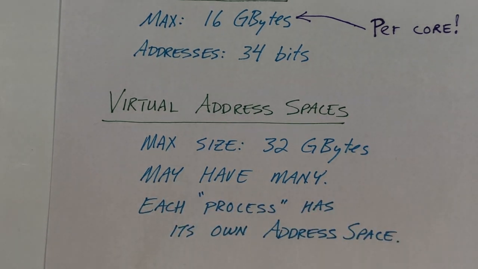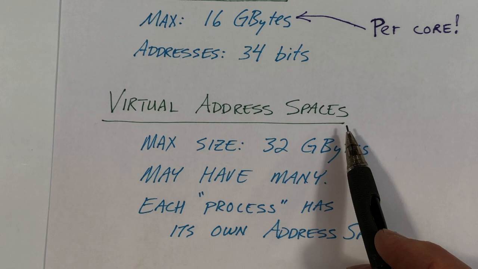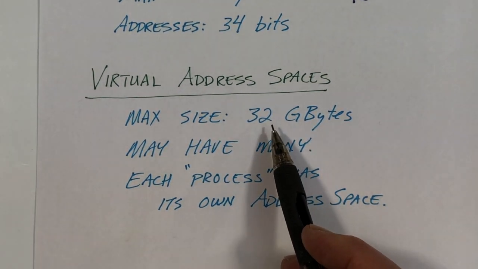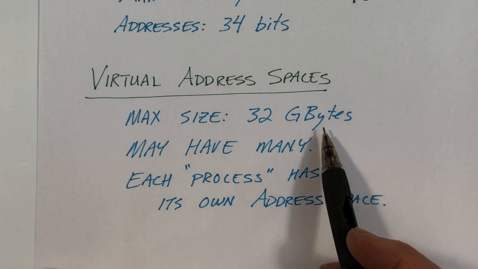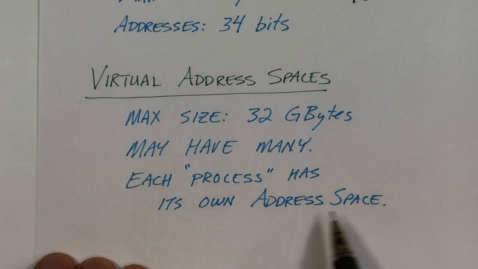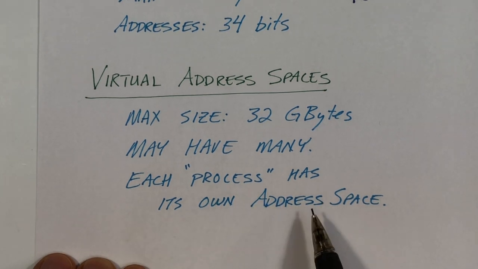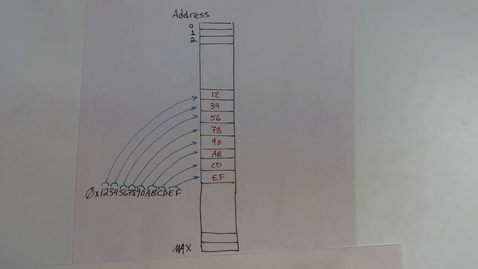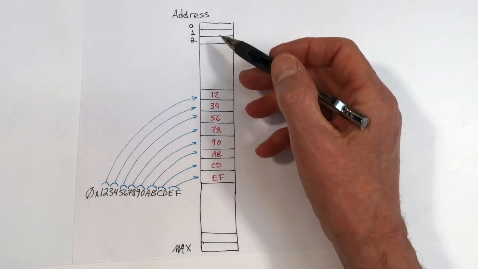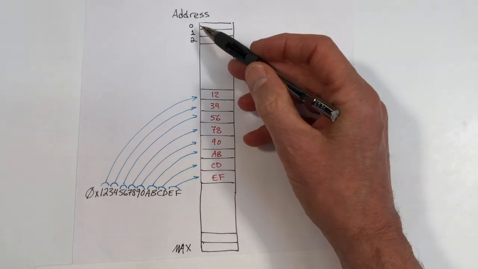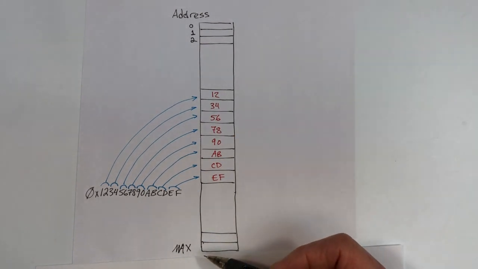We also have support for virtual memory and virtual address spaces. In Blitz, the maximum size for a virtual address space is 32 gigabytes. And of course, each process will have its own virtual address space, and we may have many, many processes running at any one moment in time. Here's a picture of memory, and we're showing the entire physical memory space from address 0 all the way up to some maximum number.